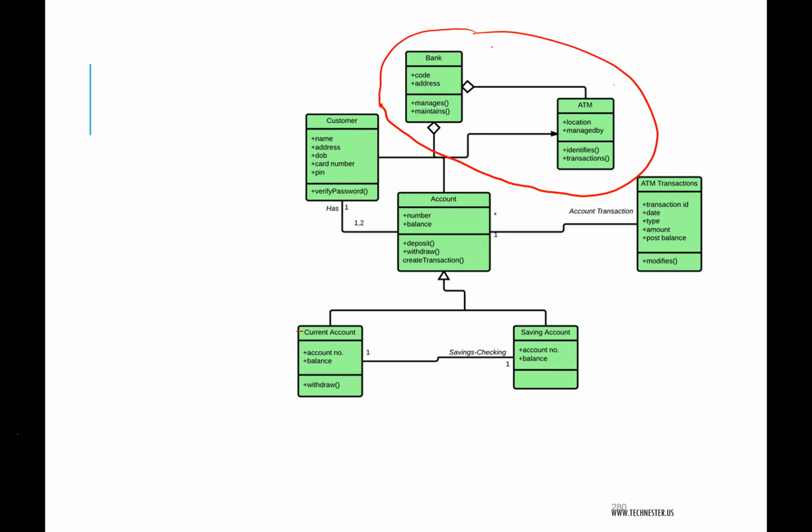Remember, this is a category. This bank class means a category of bank, and this is a category of ATMs. So it's possible that this ATM in a particular location can exist without being linked to this particular bank. Let's call it Bank A, ATM A. That's one way to look at it.